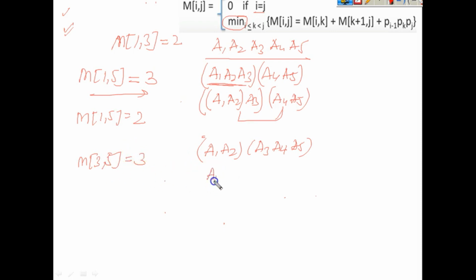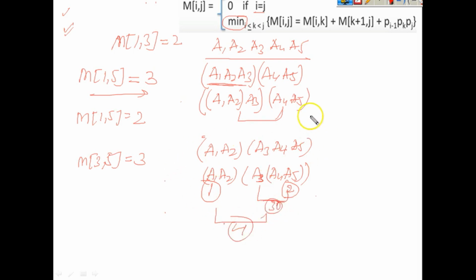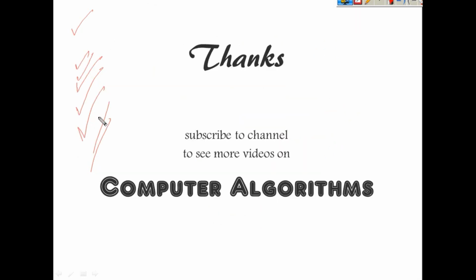So let's say M35 is 3, for example. That means it should be multiplied this way. First multiply A1 and A2, and then A4, A5 will be one set, because we are splitting at 3. That means it should be split after the third matrix. That means first multiply this, then multiply this, then multiply this, and then multiply this. This is how we multiply to get the optimal answer. Hope you have understood how to multiply the matrices using dynamic programming to get the optimal solution.